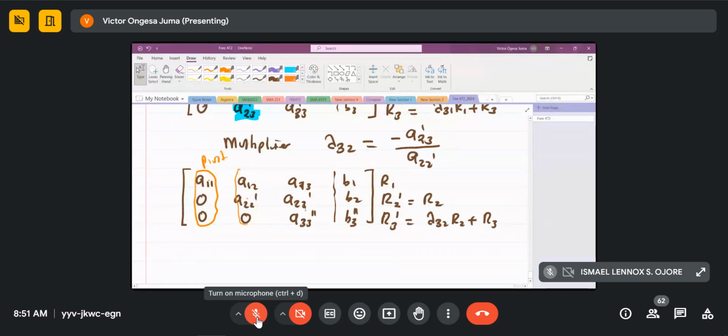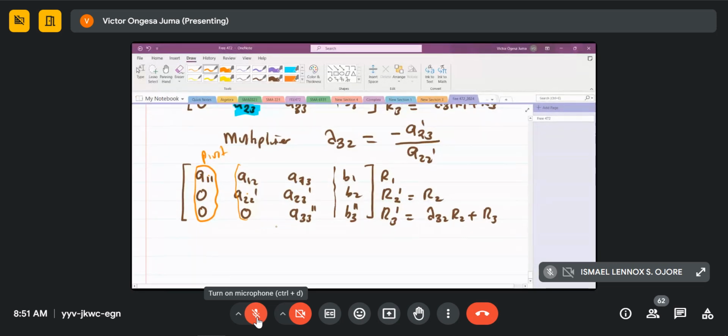But basically, in short, now ignoring this part, what type of matrix do we have on this other side? Which type of matrix is this?